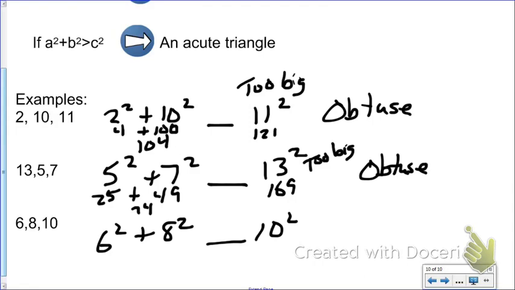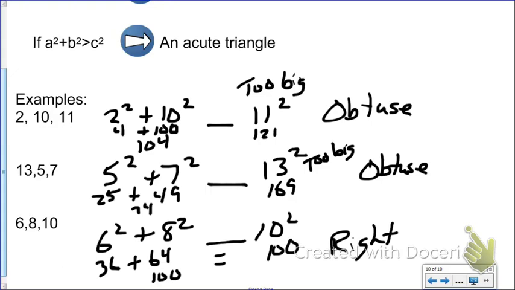Okay, the last example, you've got 36 plus 64 on the left side and 100 on the right side. So the left side turns into 100 and the right side is 100. So this time they're going to equal each other, and so this time it must be a right triangle.